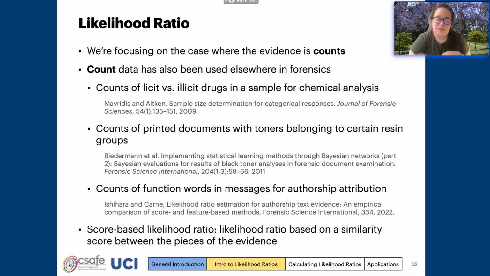And I'll also make a note here on this slide that there's this technique that's called score-based likelihood ratios. And this is a likelihood ratio that's based on a similarity score between the two pieces of the evidence. And we're not going to talk about this today, but it's worth pointing this out as an alternative.